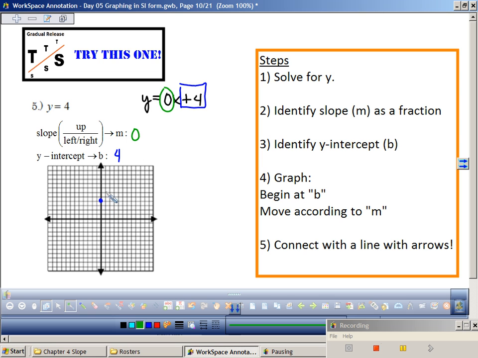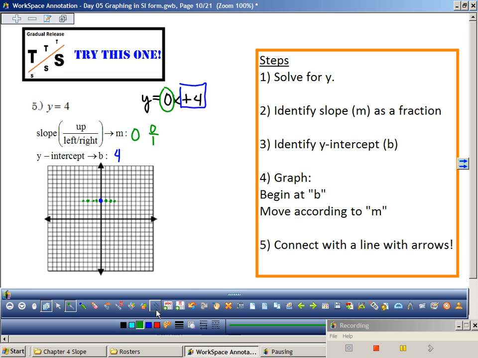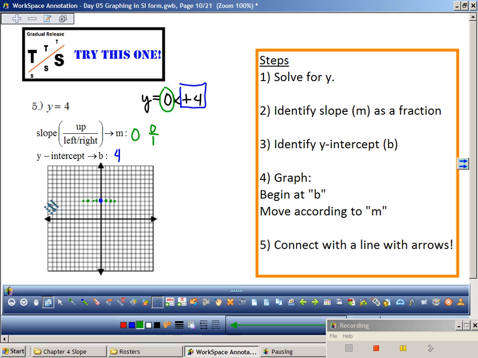I can't go up, right, because it's 0. So all I can do is move at 4. Because really, isn't this 0 over 1? So I'm not going to go up or down, but I'm going to go to the left 1, or I could go to the right. It's a horizontal line. Horizontal line at 4. Questions on that?